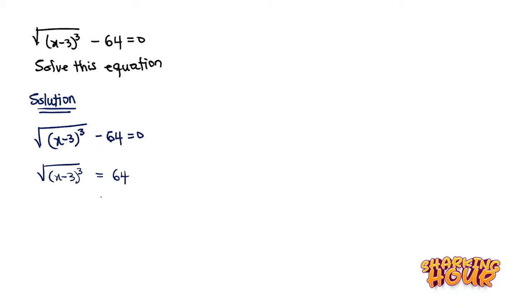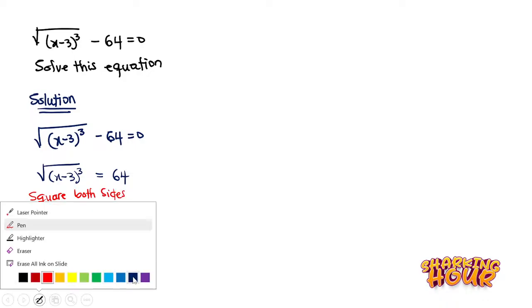Now from here, for me to be able to solve and find the value of x, I first of all need to get rid of this root sign in the first place. So in order for me to do that, I have to square both sides. I need to square both sides for me to be able to remove the root sign that I have over here. That is the next thing I am going to do. I have to square both sides.